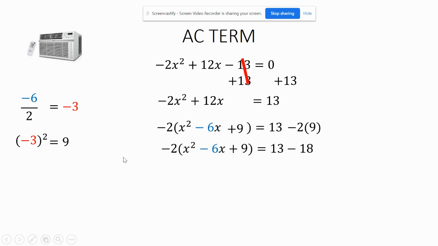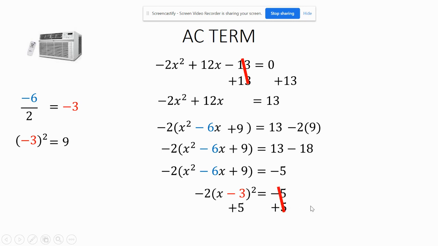This will factor to this x minus 3 up here. 13 minus 8 is negative 5. So I have negative 2 times the quantity x minus 3 squared equals negative 5. Add 5 to each side to send it in vertex form. And there we go. Negative 2 times the quantity x minus 3 squared plus 5. And I have my vertex. The vertex here would actually be the point 3, 5.